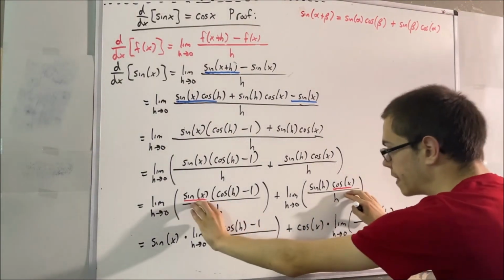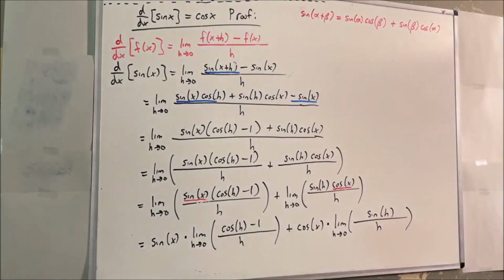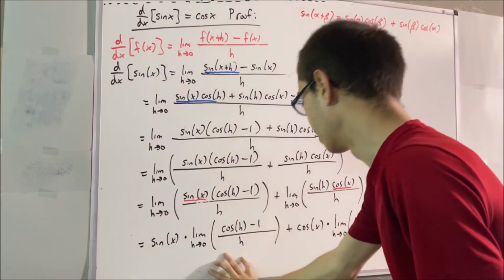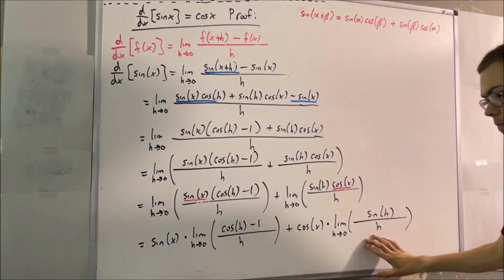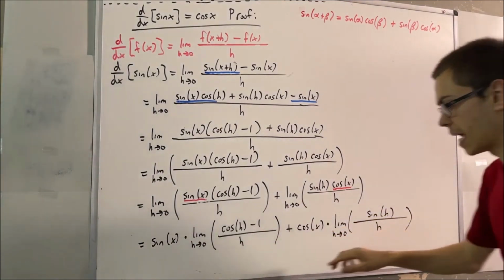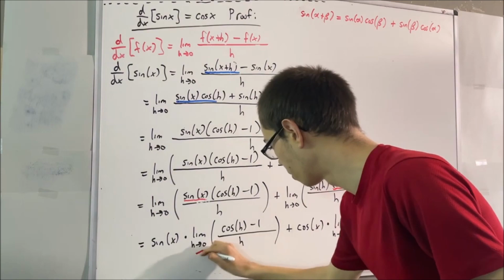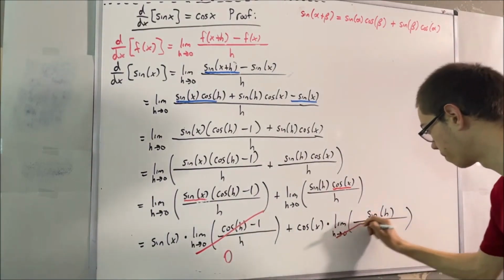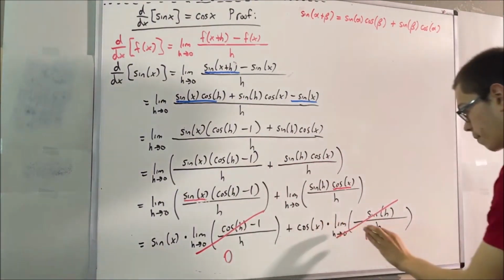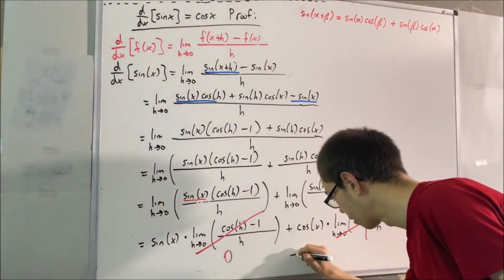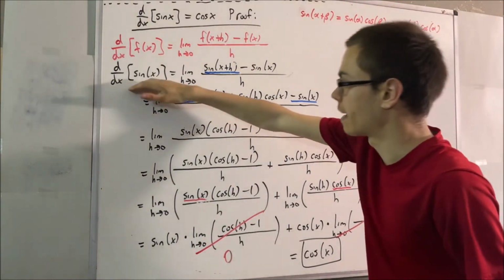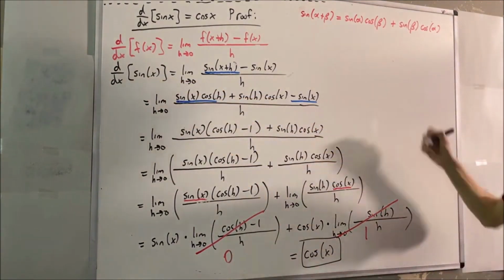So we've pulled out the sine and cosine from the two limits. So now it is just a matter of evaluating these two limits. Now, I made two videos evaluating these two limits. And the answer to this limit is 0. The answer to this limit is 1. Therefore, we have sine x times 0 plus cosine x times 1. That's equal to cosine x. And so there it is. We have shown that the derivative of sine x is equal to cosine x.